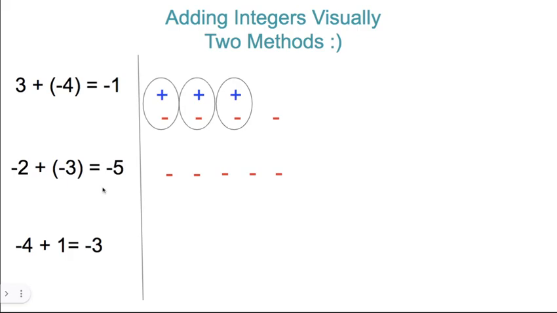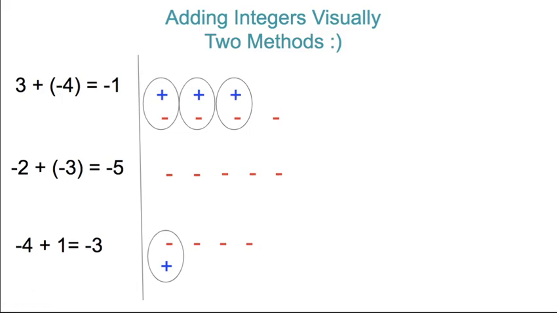Now the last example, we're going to start with 4 negatives. There they are. And this time I'm going to add 1 positive tile spacer. Here's my 1. I can now circle the negative and the positive to make a 0 pair, and all that's remaining then are 3 negatives. So the sum of negative 4 and 1 is negative 3. So that's the first method I wanted to share with you, which is using tile spacers.